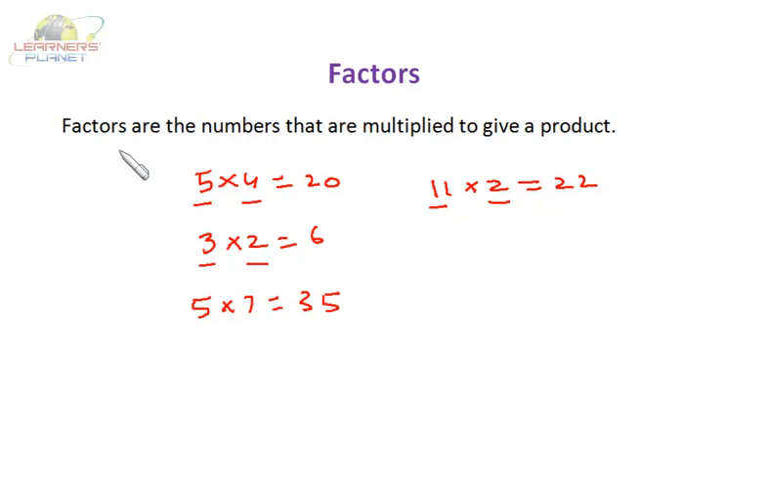That means factors are the numbers that are multiplied to give a product. So these are the numbers. If we multiply them, we are getting a product. In this case, it is 22. Okay. So I hope you are clear what are factors.